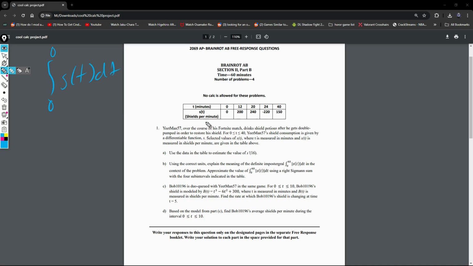So, this is from 0 to 20 plus 20 to 24. Actually, you would, sorry, guys. My brain isn't working too well. It's 8 a.m. and everything.